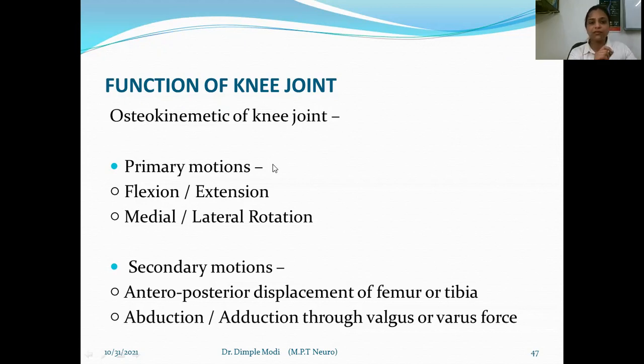So what are the functions of the knee joint basically? The primary functions are knee flexion and extension, and medial rotation and lateral rotation. The secondary functions are the anterior-posterior displacements of the femur or tibia, and the abduction or adduction, that is, the valgus and varus forces that happen in the knee joint.